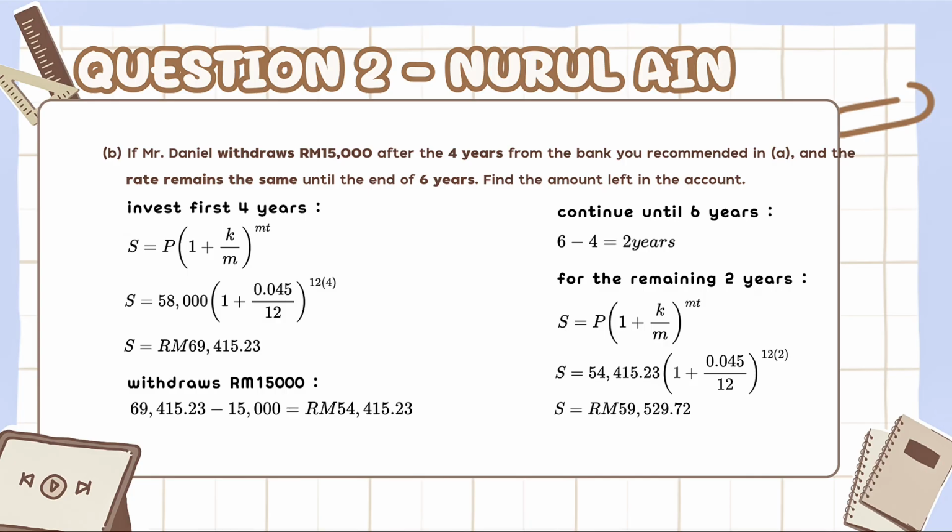So P equal to 54,415.23 cents, K equal to 0.045, M equal to 12, and T equal to 2, since we only have 2 years left. And the answer that we will get is RM 59,529.72 cents.